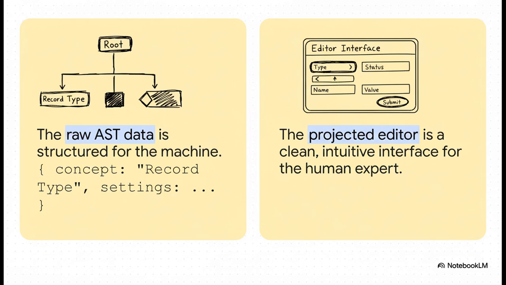And this shows the magic of that projection perfectly. On the left, you've got the raw structured data that the machine needs. That's the AST. But on the right, that's what the human expert gets to see and interact with. A clean, intuitive editor. Notice how it uses simple forms, drop-downs, clear labels? These are two completely different views of the exact same information, one for the computer and one for the person.